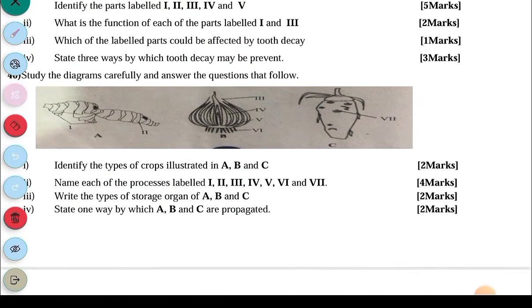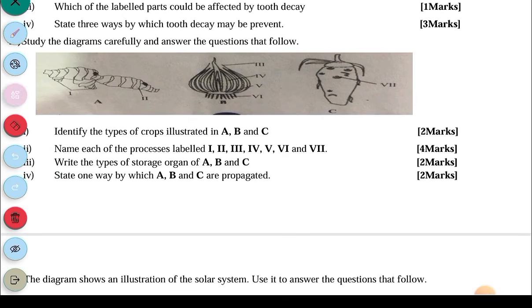So question 40. Study the diagrams carefully and answer the questions that follow. So A here, identify the crop type. A is ginger, B is onion, and then C is yam. So it says name each of the parts. So the parts, I is the bud. So the bud, those protruding parts are the bud. II is the node. III is the tunic, TUNIC, tunic. Then IV is the fleshy leaf.